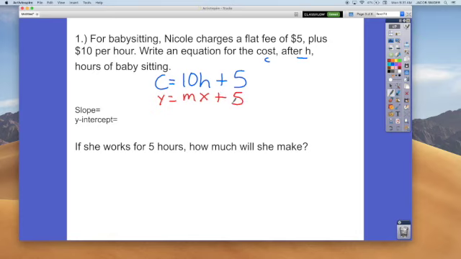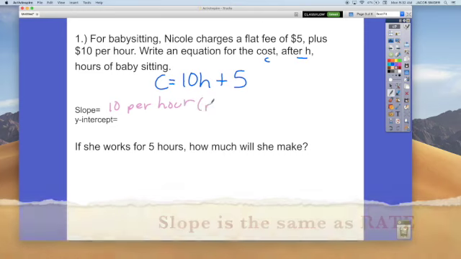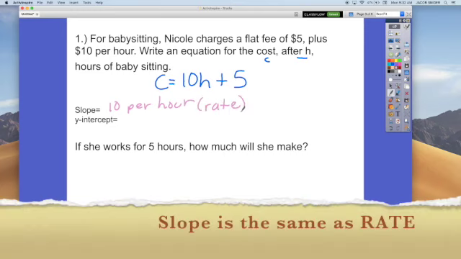The 10 would be my slope. Whoa, that answers my next question for me. What is my slope? My slope here, fill this out with me, come on. Fill this out, is that she makes $10 per hour. Or we could call that her rate, right? That's her rate. Now our y-intercept is 5, which is her what? Flat fee.